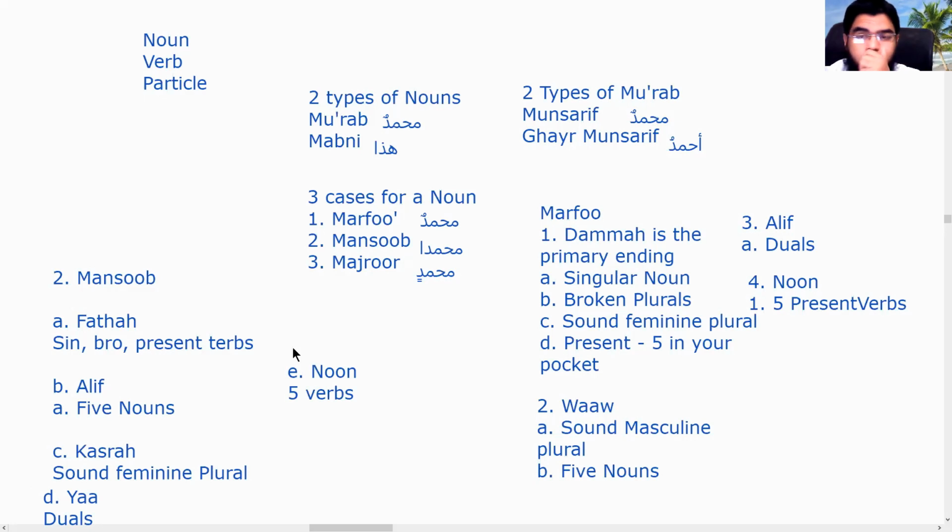Okay. And the last is majroor. Majroor comes where? Third is majroor. Majroor comes in kaif, right? Majroor one is kasra. Kasra comes in all these three again, broken plurals, singular nouns, yeah. And it's only khas for a noun, right? It doesn't come in verbs, majroor. Verbs do not become majroor, so it comes only in nouns, majroor, right?